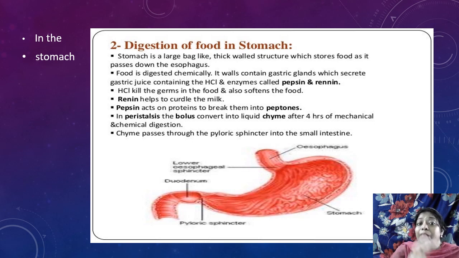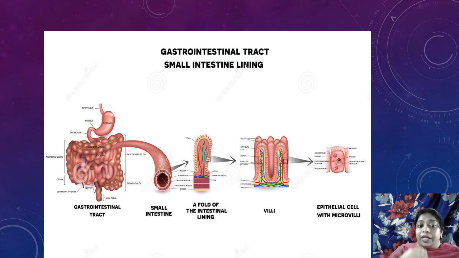So in peristalsis, the bolus, the food along with the mixture of saliva, is converted into chyme. What is chyme? Chyme is a liquid, semi-digested part, after 4 hours of mechanical and chemical digestion. Now this chyme, this partly digested food, passes through the sphincter, called the pyloric sphincter, and it enters the small intestine. Okay, the next one will be the small intestine.